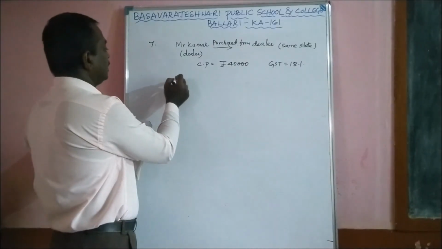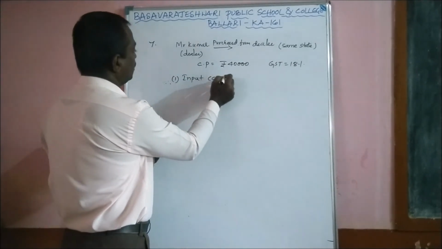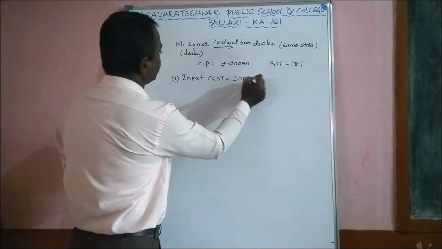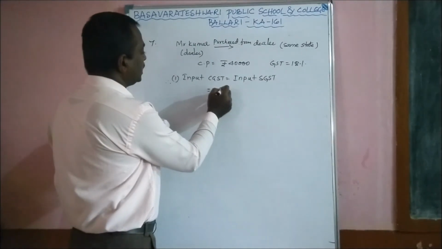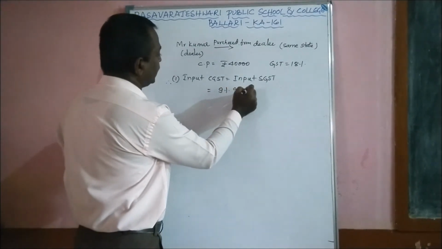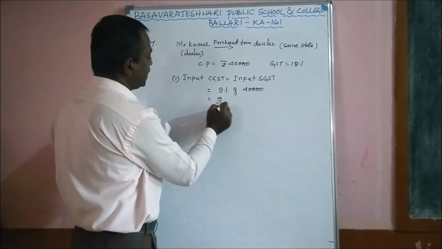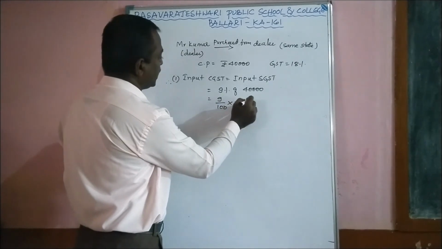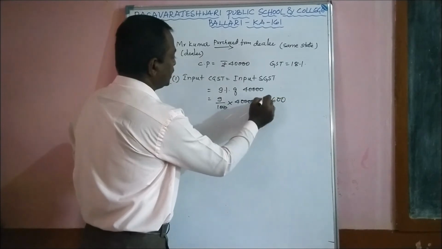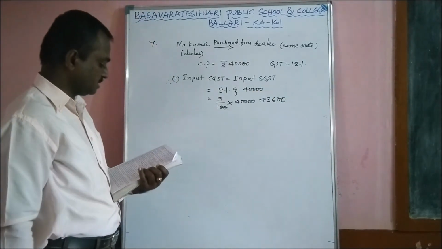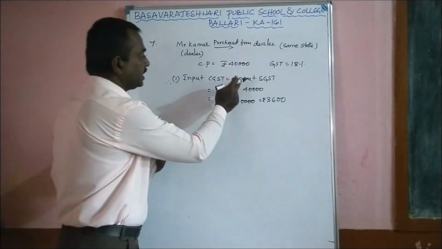Therefore, first question, input CGST is equal to input SGST. Both are the same, isn't it? That is equal to 9% of 40,000. That is 9 by 100 into 40,000. Two zeros cancel, 3,600. That is rupees 3,600, the first answer. That means input CGST will be 3,600 and input SGST also 3,600 rupees.